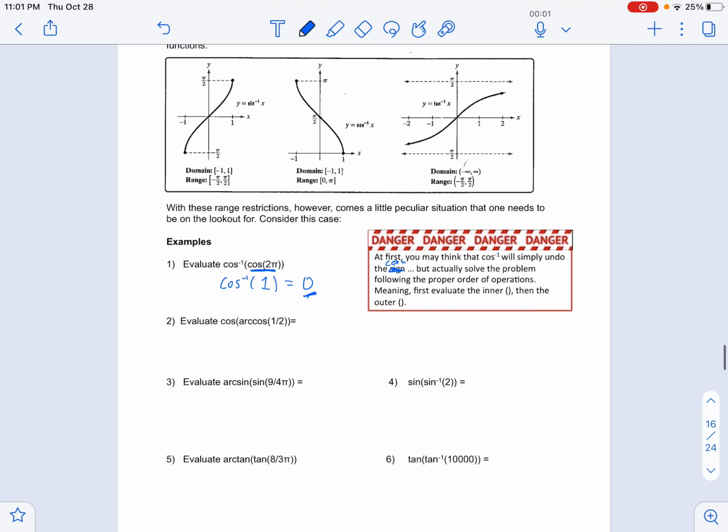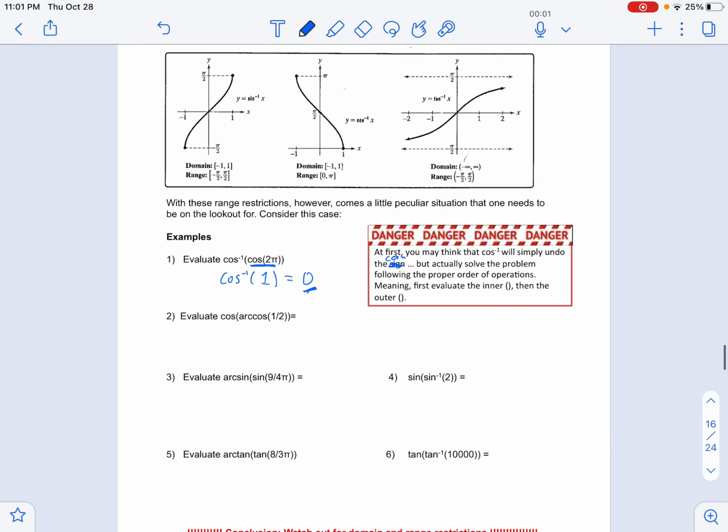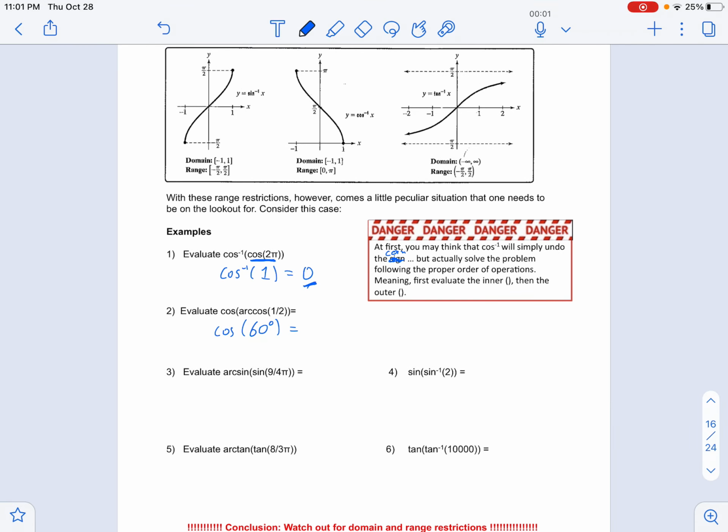So let's do two more here. We have arc cosine of 1/2 on the inside, so I'm going to evaluate that first. I'm looking for 1/2. What angle produces 1/2 on here? Basically I'm looking at the first two quadrants, and to get 1/2 in the first two quadrants, this will be 60 degrees. And what is cosine of 60 degrees? Well, cosine of 60 degrees is 1/2. So notice here they do cancel each other out.